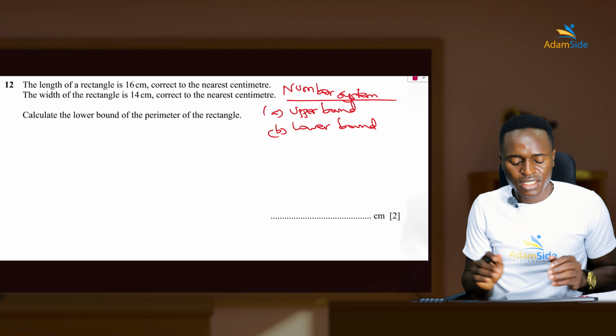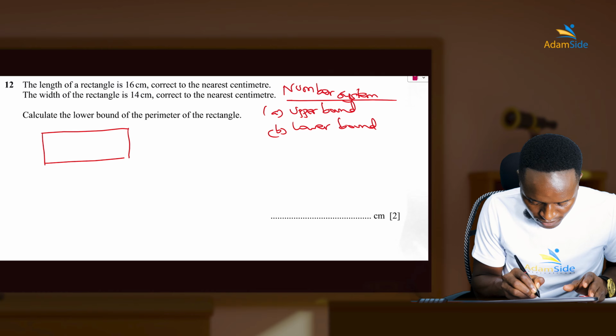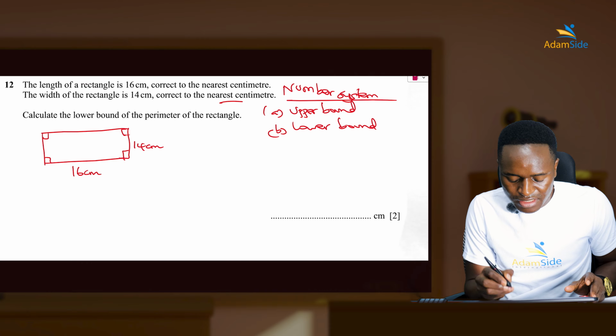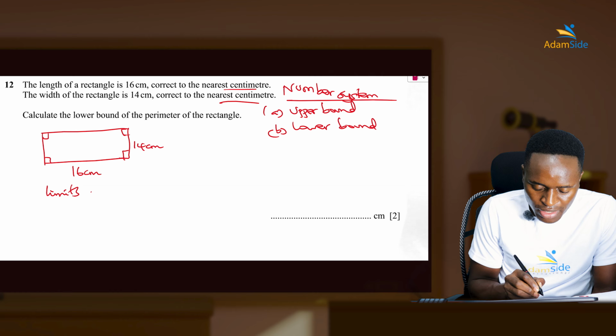So the length of a rectangle is 16 centimeter, correct to the nearest centimeter, and the width of the rectangle is 14 centimeter, correct to the nearest centimeter. Calculate the lower bound of the perimeter of the rectangle. So to get the lower bound, first of all, we need to find the limit. To the nearest centimeter, it means 1 divided by 2, you get 0.5.